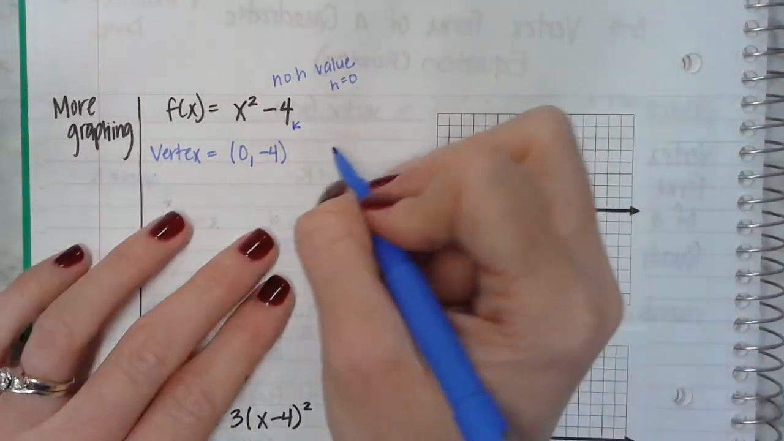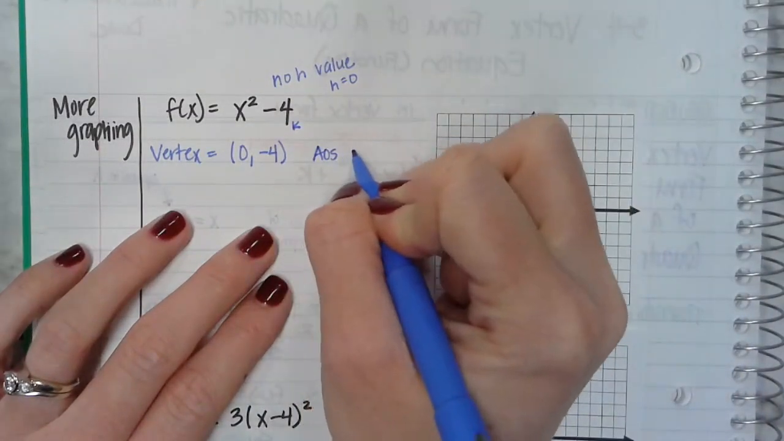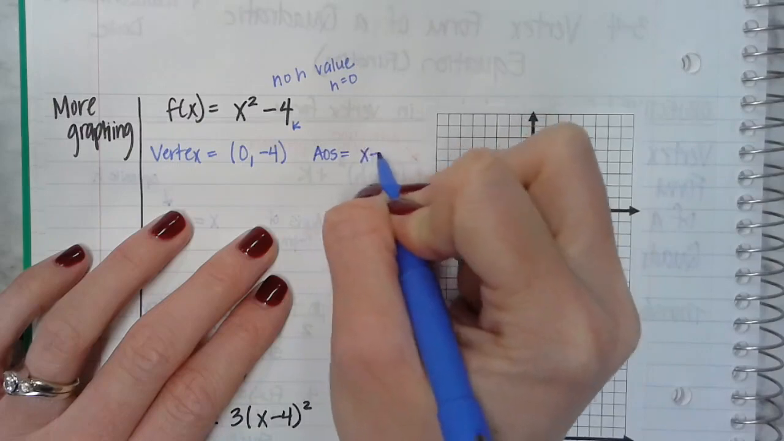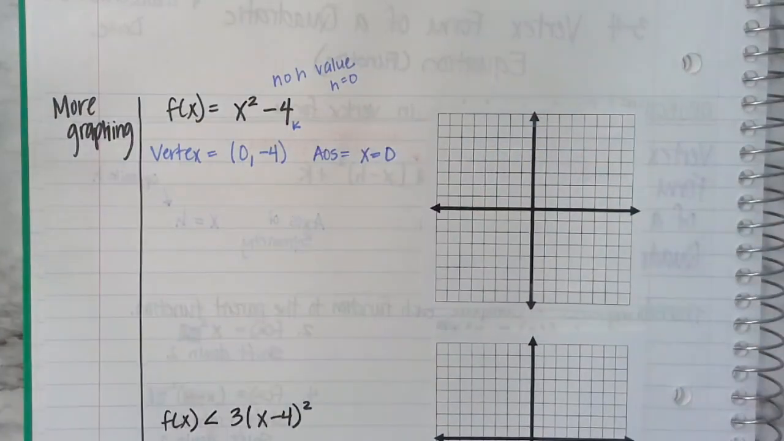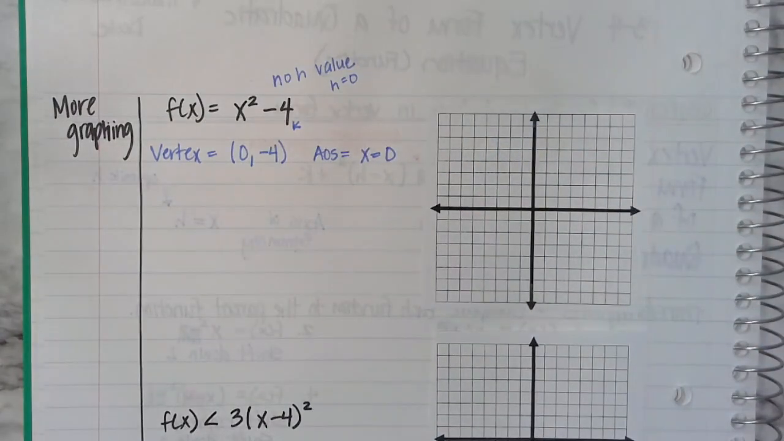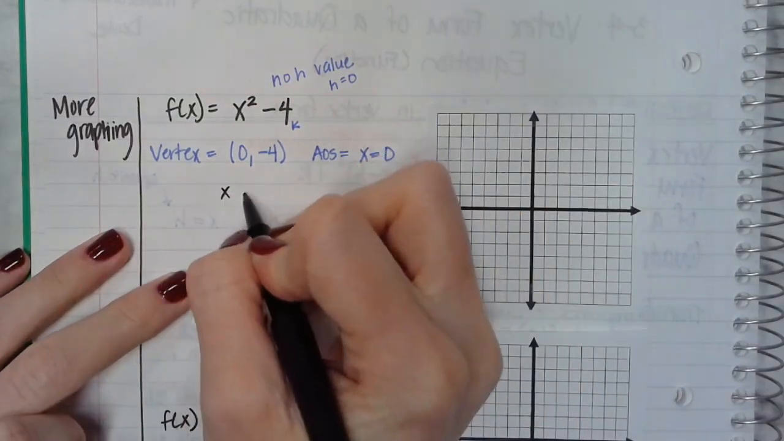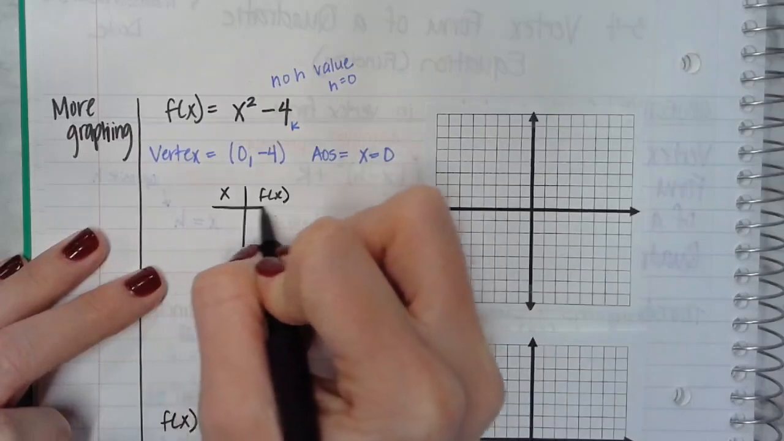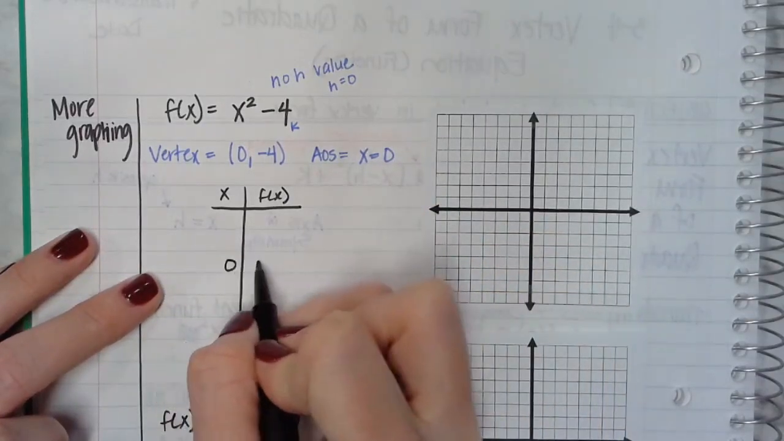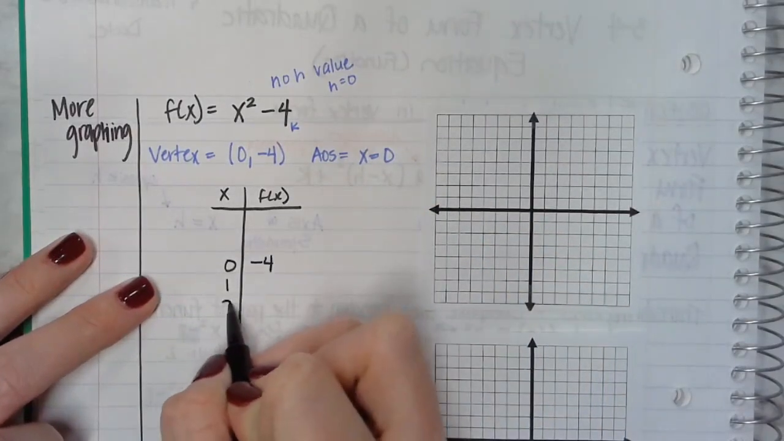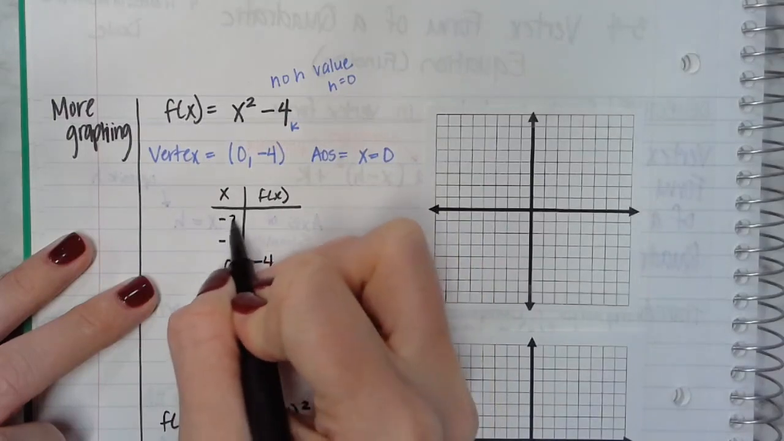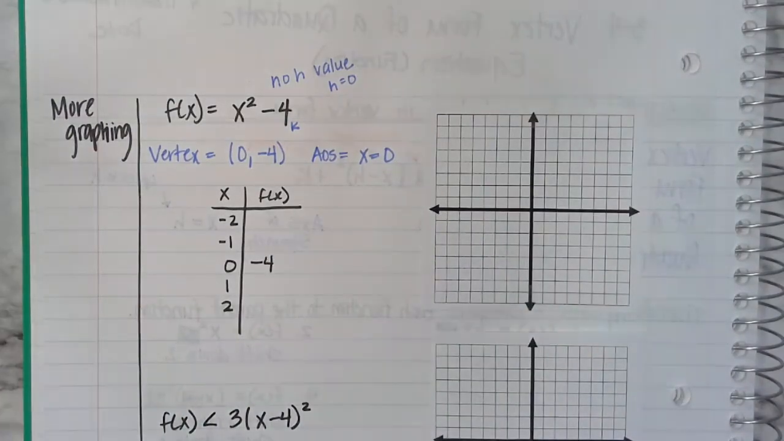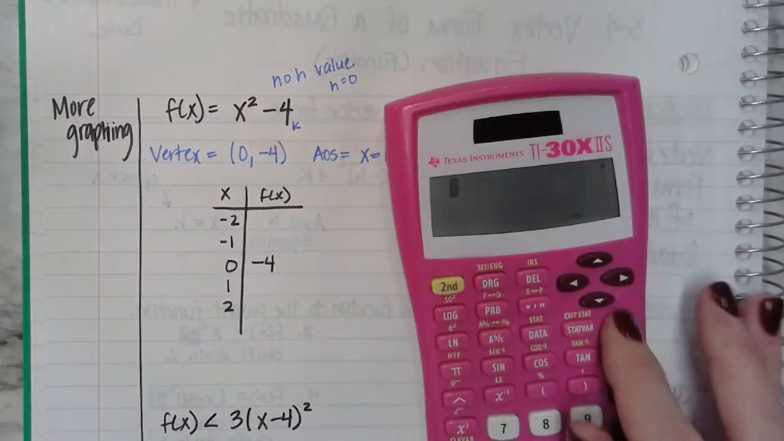Our axis of symmetry is x equals opposite h. So x equals 0. Now we're going to place that vertex in the middle row of our table. So x, and then f of x, 0, comma, negative 4. We're going to number up and down. So 1, 2, negative 1, negative 2. And then we'll evaluate the function for each of these x values.